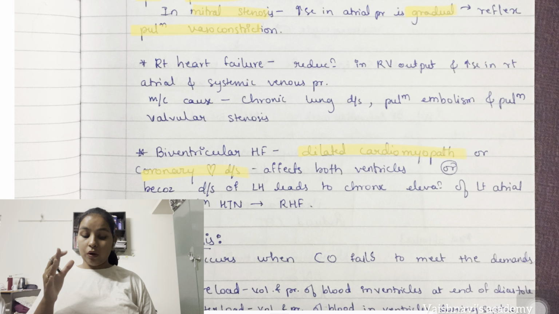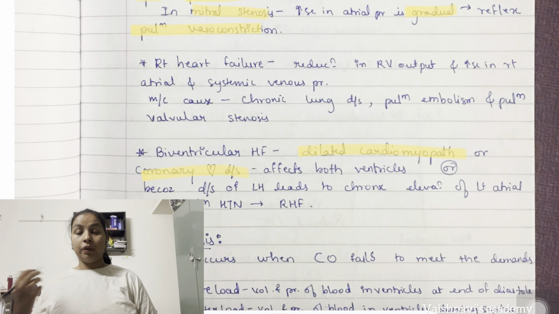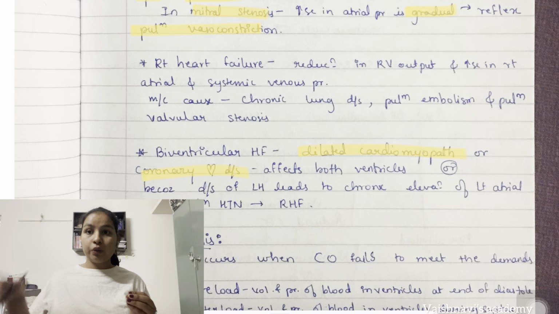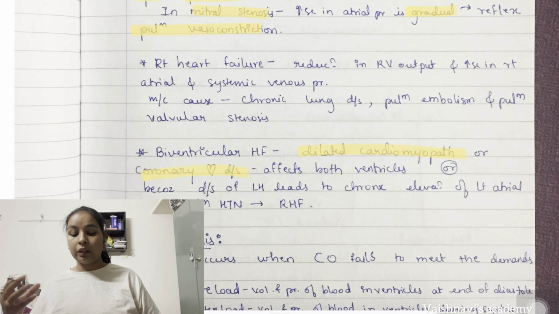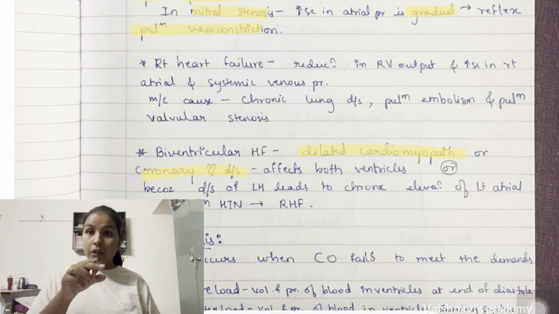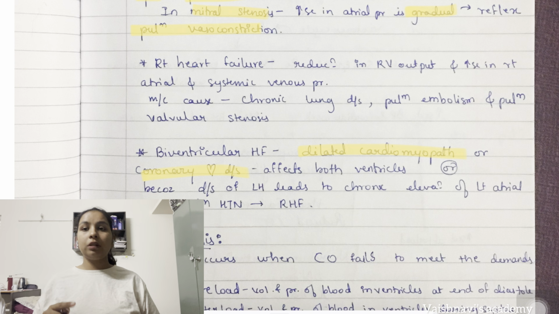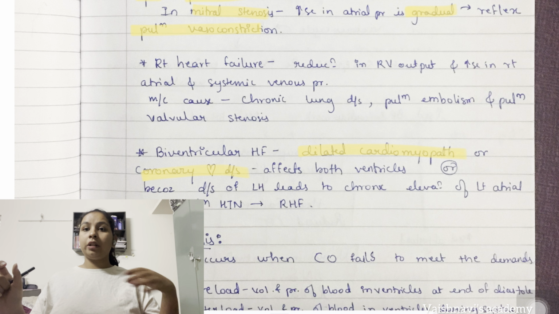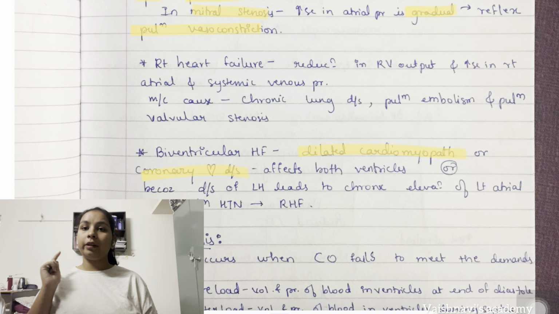Okay, or it might also be because of disease of the left heart, eventually the right heart is affected and then both the ventricles are affected. See, disease of the left heart leads to chronic elevation of left atrial pressure, which causes pulmonary hypertension and causes right heart failure. So in left heart failure, we have left atrial pressure increase, pulmonary hypertension and right heart failure.